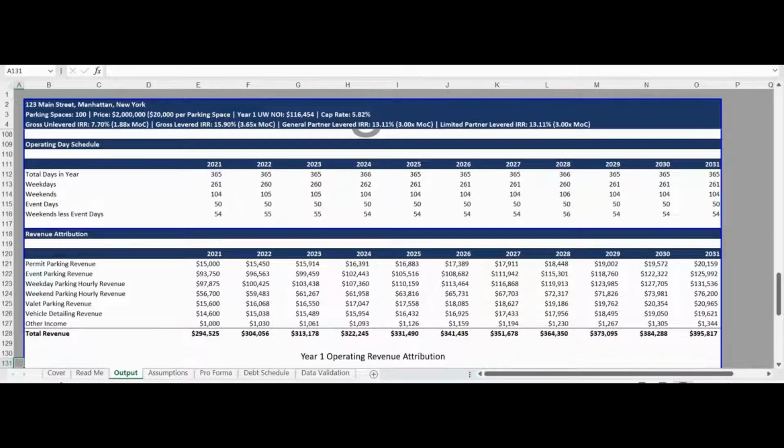The report ends with highlighting key operating figures. An operating schedule is provided showing the annual total days in a year, number of weekdays, weekend days, as well as event days. This data is very useful to see the breakdown of operating days per year for the investment horizon.